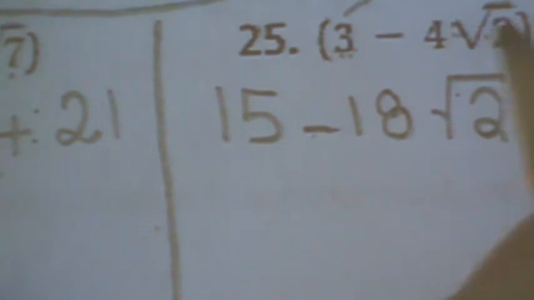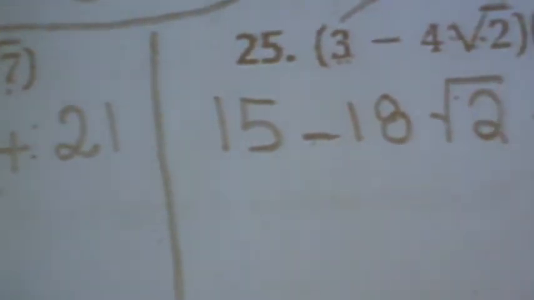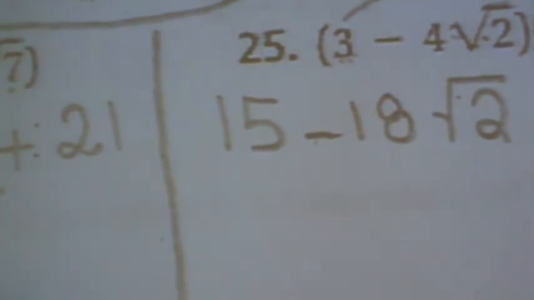What's negative 4 root 2 times 5? What are these two multiplied together? Negative 20. Negative 20 root 2. Yeah, you got it.